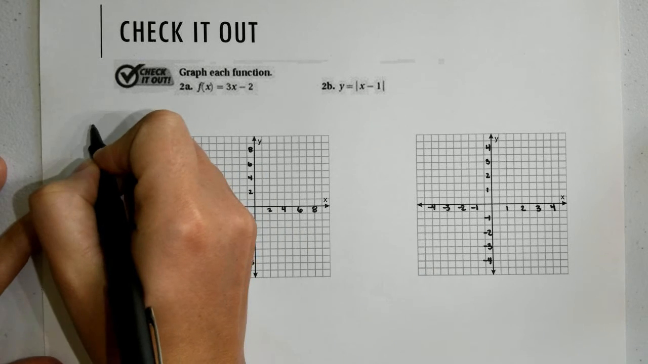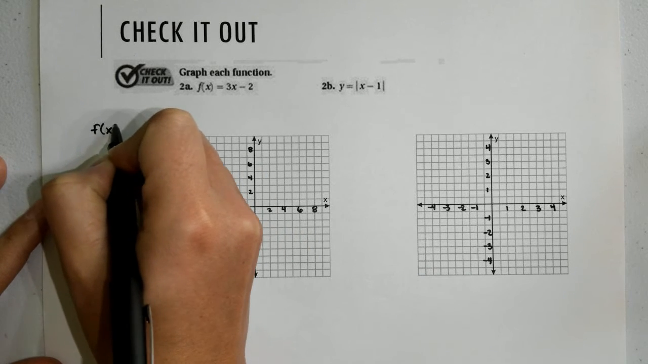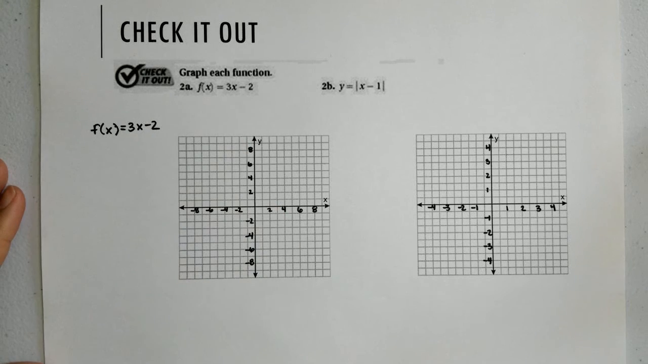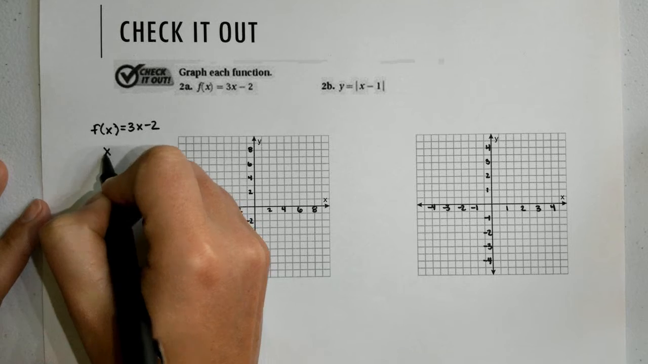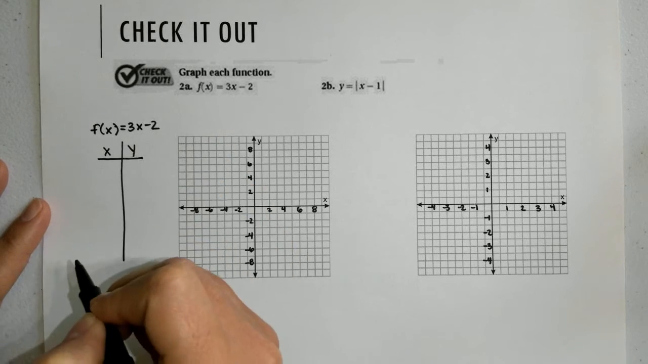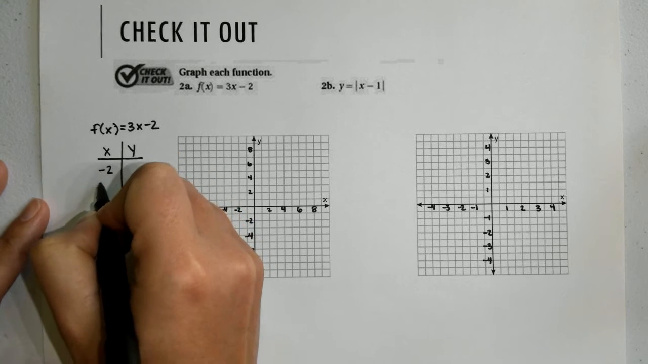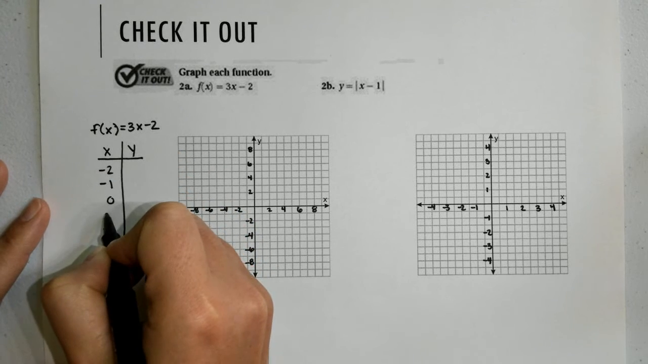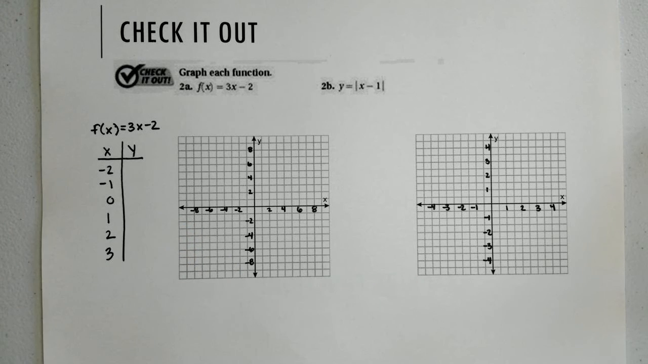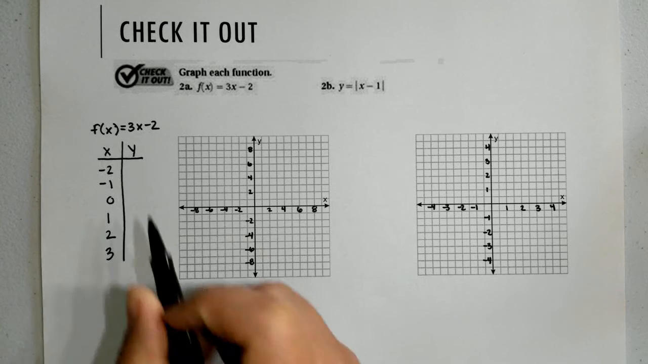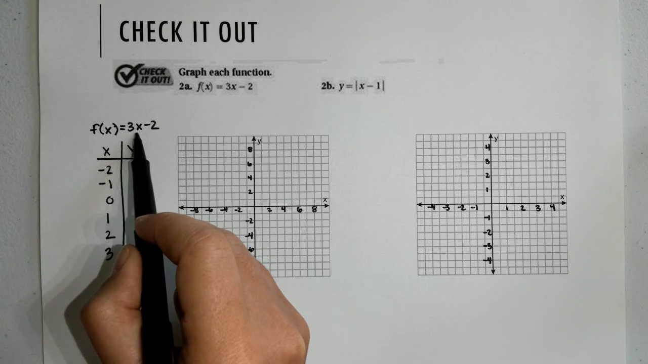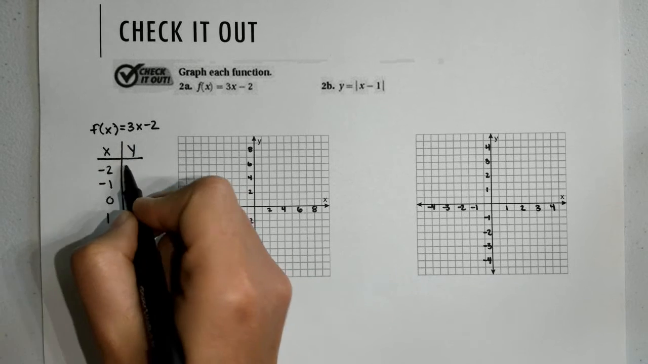Okay, so for A, we have f of x equals 3x minus 2. Here I'm going to set up a table, my x and y values, and I'm going to pick -2, -1, 0, 1, 2, and 3, and see if I get a good idea of what my graph looks like. So I'm going to start with -2, so 3 times -2 gives me -6, minus 2 gives me -8.